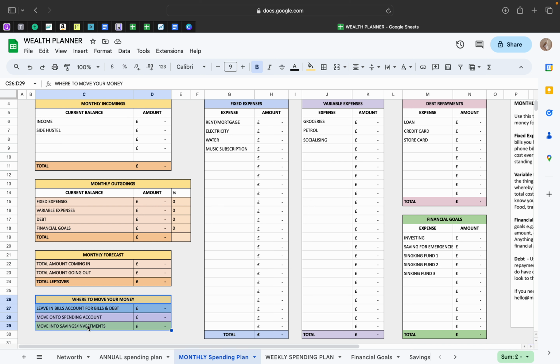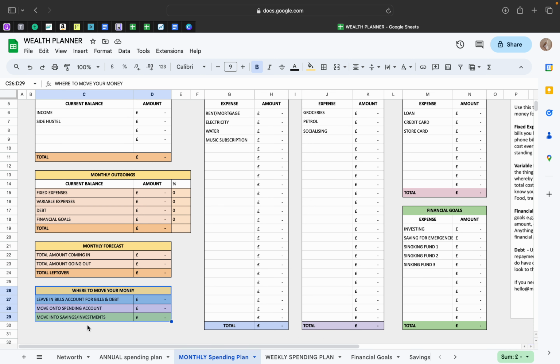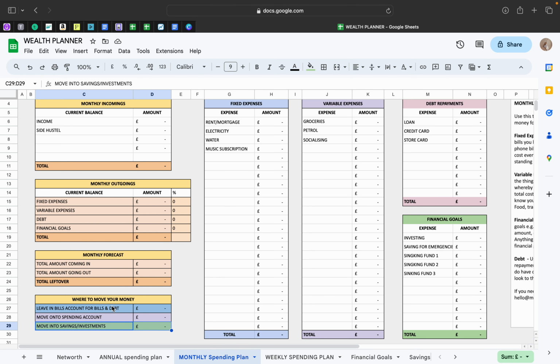And then this little section down here is if you are someone who uses two accounts. So you use an account for your bills and an account for your spending. Here it will highlight how much you should leave in your bills account to take out the bills and debt, how much to move into your spending account, and then how much to move into savings and investments. So this section here is going to tell you a combination of your fixed expenses plus any debt. To move on to your spending account is going to be this section, which is your variable expenses.